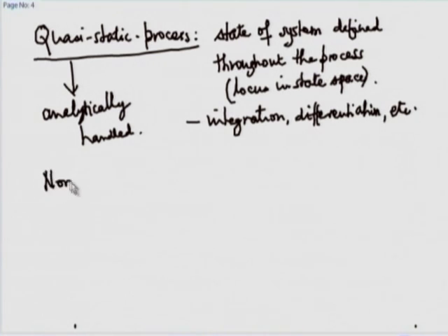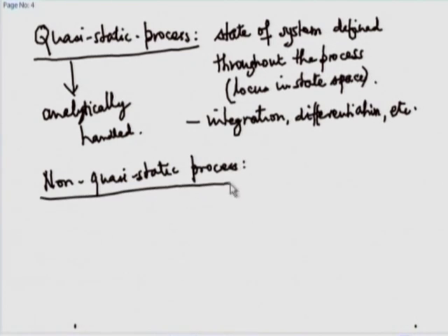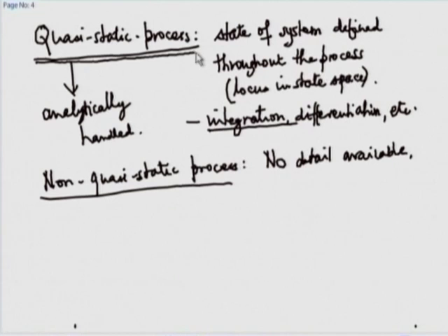A non-quasi-static process cannot be, because no detail is available. So, the characteristic of such a process, say the work done in such a process, or heat transfer through such a process, cannot be obtained by integration. If at all it is obtained, it has to be obtained by some other means. So, whenever we want to study the detail of a process, it always helps if the process is a quasi-static process, or if the process can be modeled as a quasi-static process. That is the advantage here.